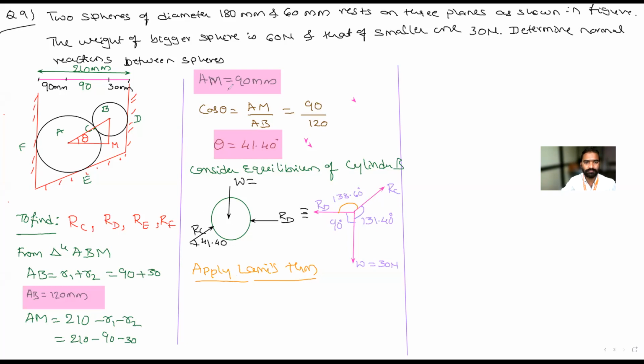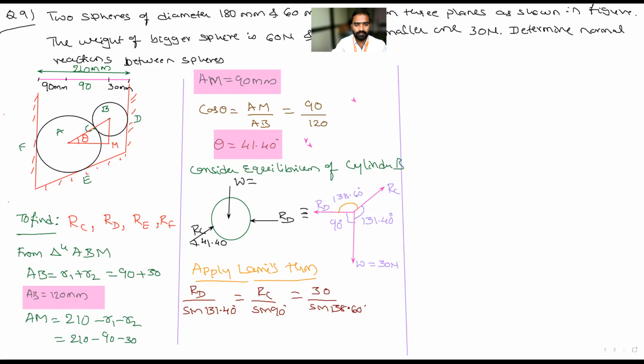Next, apply Lami's theorem. Consider RD upon sine of 131.40, that is the opposite angle of RD. This is equal to RC upon sin 90. Next, weight, 30 Newton, divided by sine of 138.60.